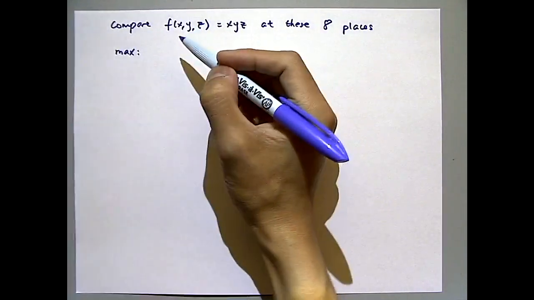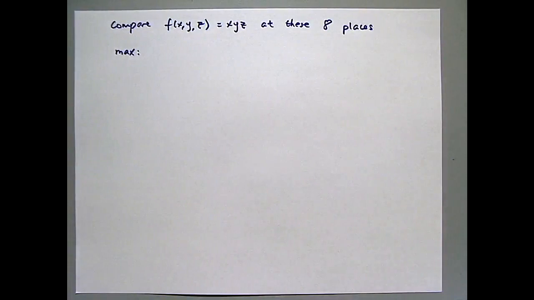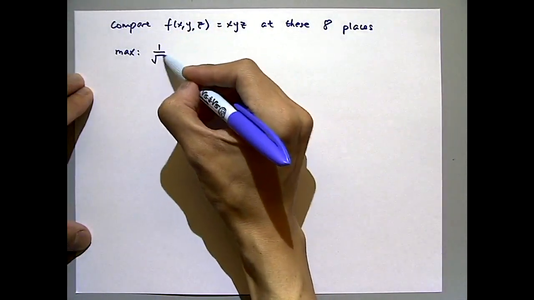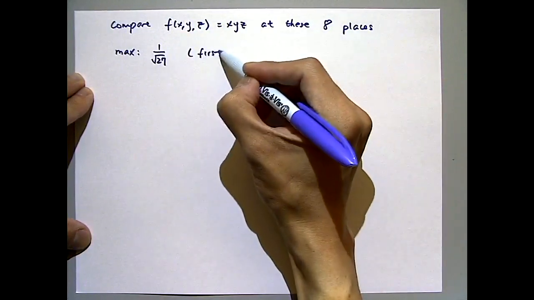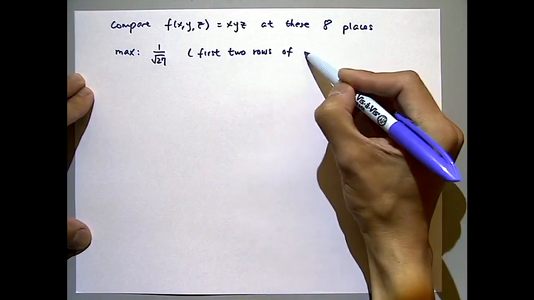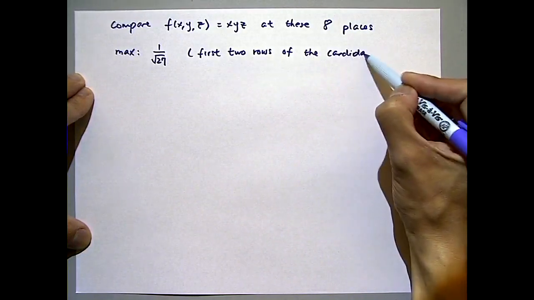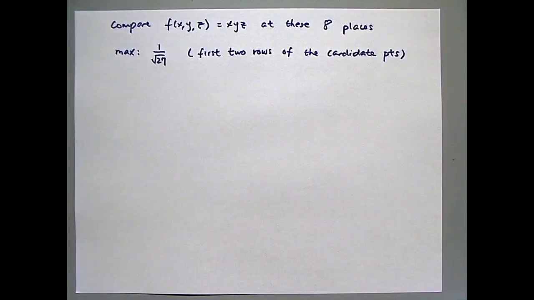So that's going to be 1 over radical 27, is that right? 1 over radical 27. And these are the first 2 rows of the candidate points. Candidate points. You can think of them as critical points. They're essentially the same thing.